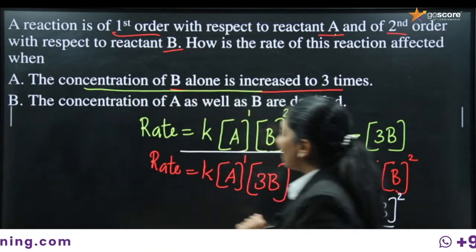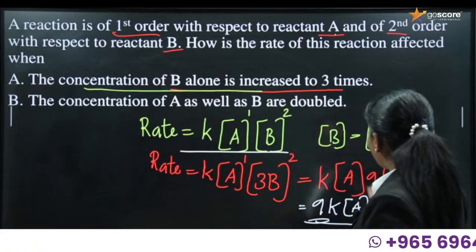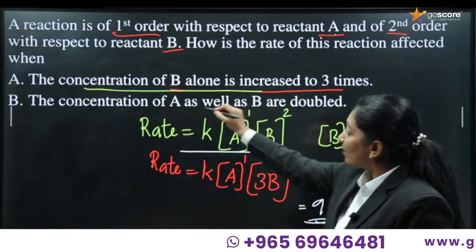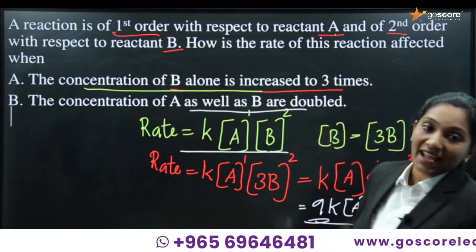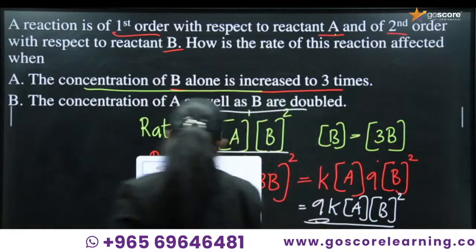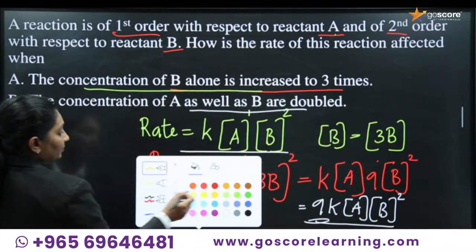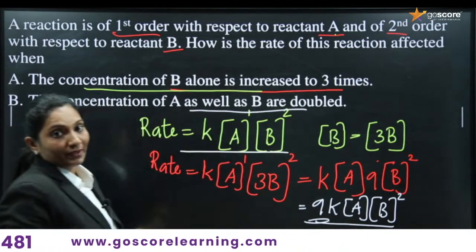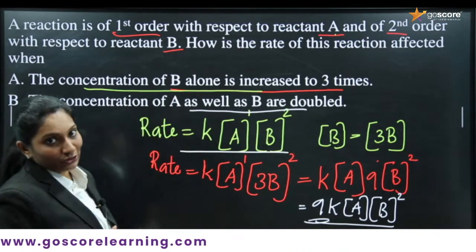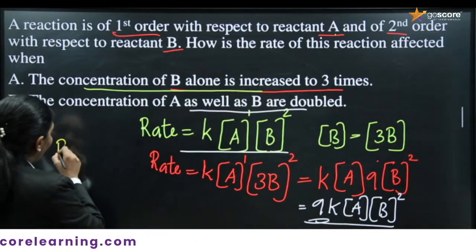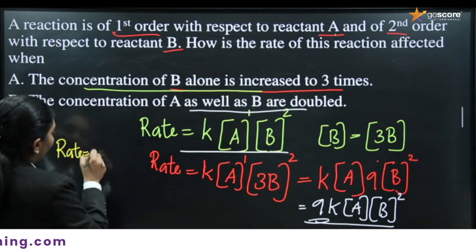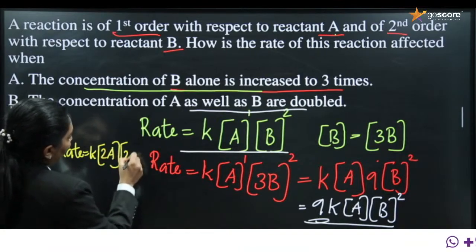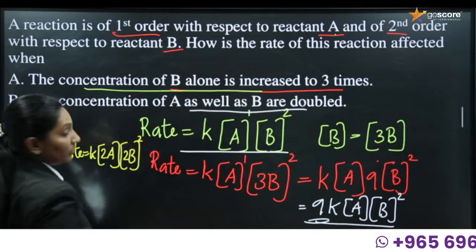Okay? Now see the second part of the question, that is, what happens to the rate of the reaction when you double the concentration of both A and B. So for that, what do we need to do? We have to change the concentration of A as well as B. Double means 2A and 2B. So rate will be equal to k into 2A into 2B raised to power 2.